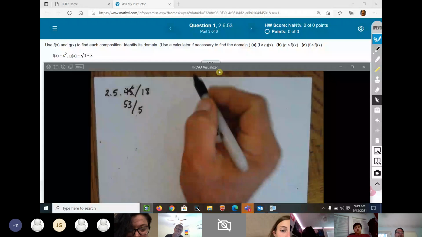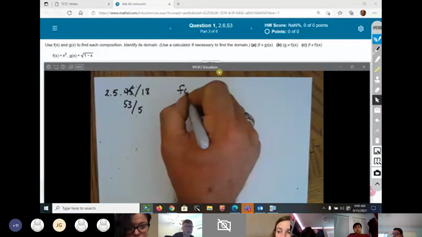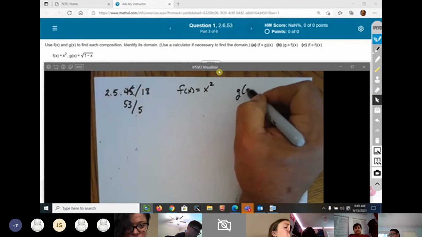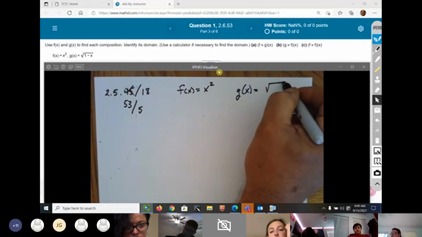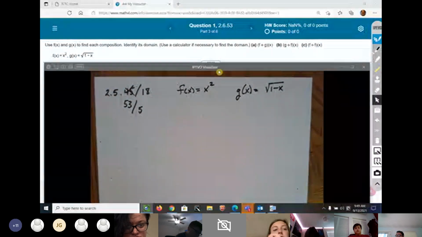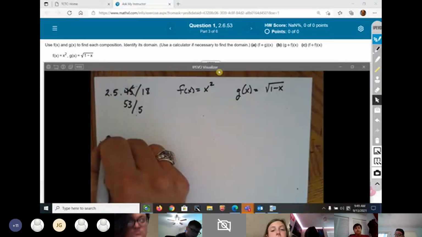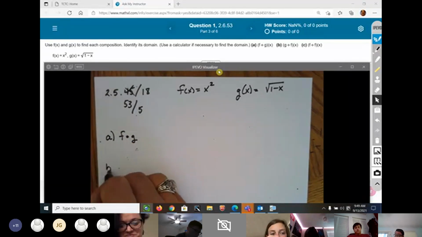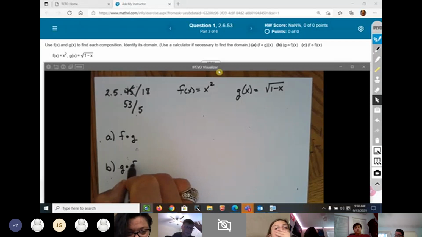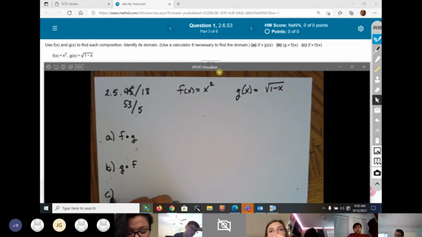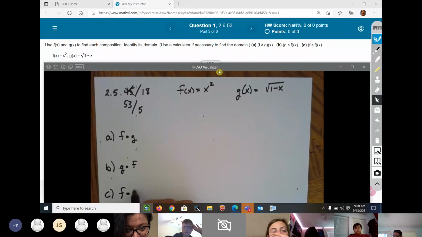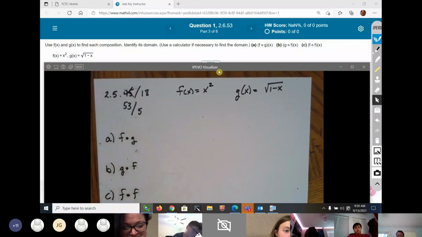So, f of x is equal to x squared, and g of x is equal to the square root of 1 minus x. And they want f composed of g, g composed of f, f composed of f, and g composed of g. Now I'm just assuming that's what they want because that's all you can do.